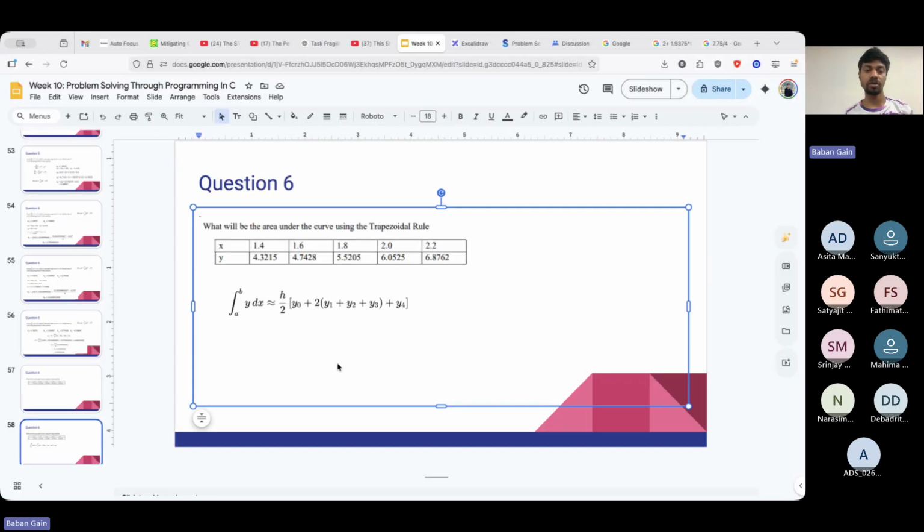Let me just write here. Instead of h, you can also write 2.2 minus 1.4, which is 0.8, and there are four intervals, so it is 0.2. So h is equal to b minus a divided by n.